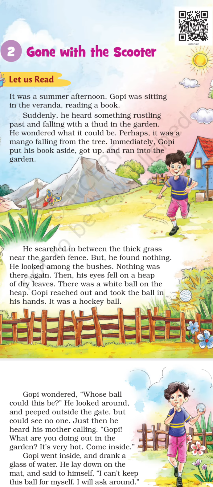He wondered what it could be. So Gopi was wondering what it could be. He got excited. Perhaps it was a mango falling from the tree, he thought. So he got excited. He wanted to have the mango. Immediately Gopi put his book aside, got up and ran into the garden. He kept the book aside and thought, come, let us see what has happened in the garden, and he went there.